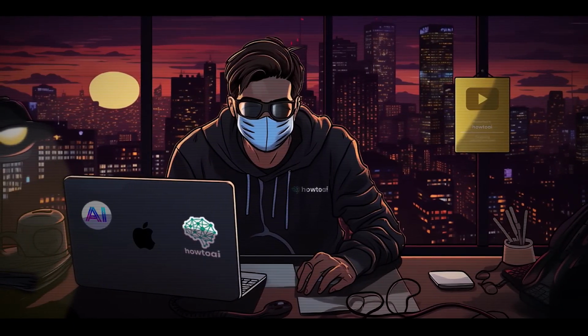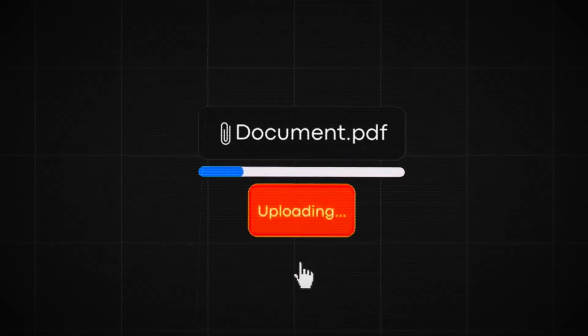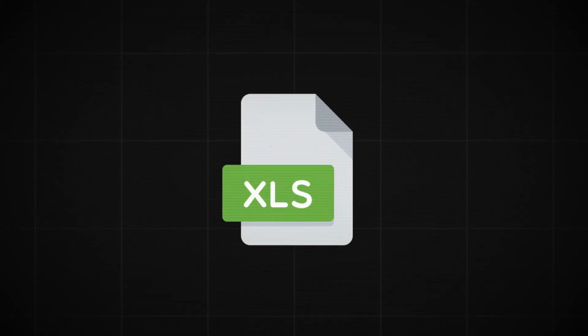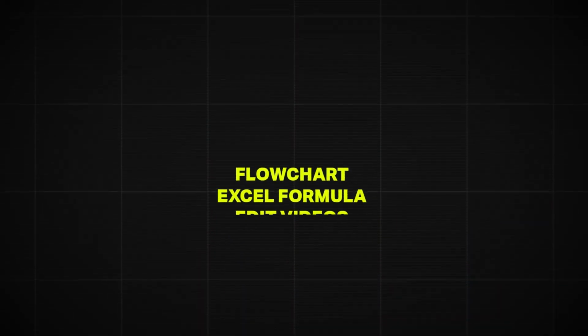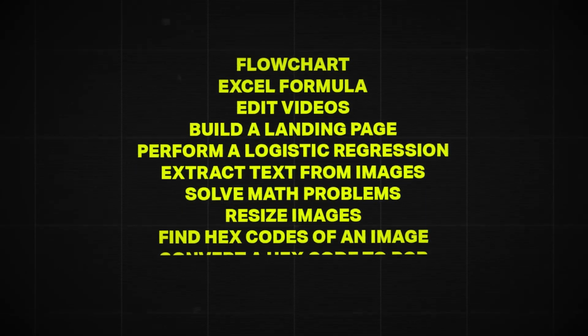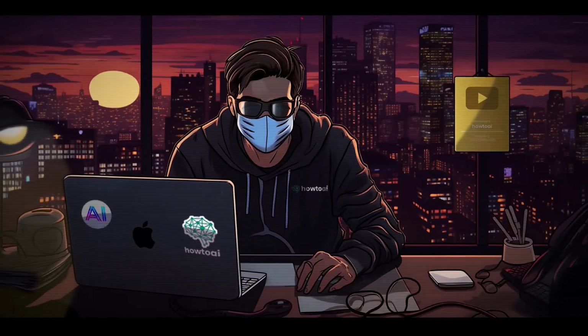Now let's move on to something you might find a lot more useful that will make your everyday life easier. For example, you can convert your files to basically any format. This means you can avoid having to try out 5 different sites that all suck just to convert a file. Instead, you can just upload your file to Julius and tell it whatever you want to convert it to. Like in these examples, you can convert from CSV to Excel, Excel to PDF, and even Excel to XML. You can also create a flowchart, Excel formula, edit videos, build a landing page, perform a logistic regression, extract text from images, solve math problems, resize images, find hex codes of an image, convert a hex code to RGB, perform an ANOVA analysis. Alright, you get what I mean. There's endless things to do.